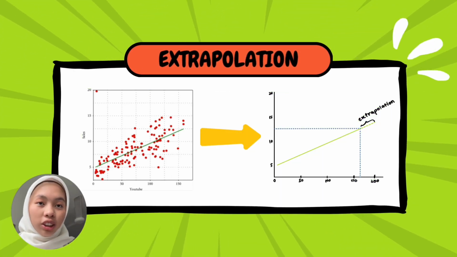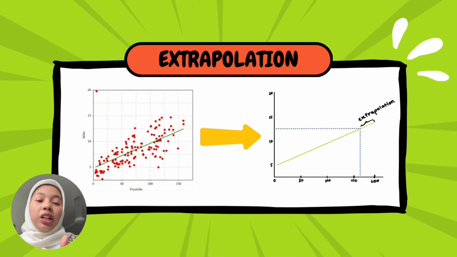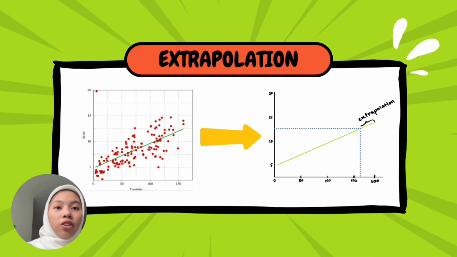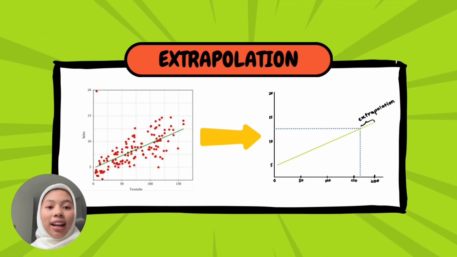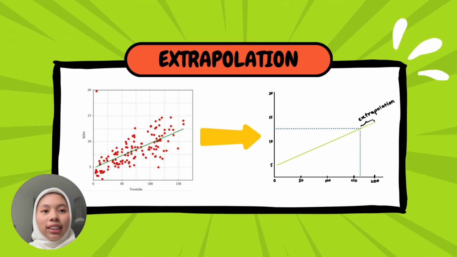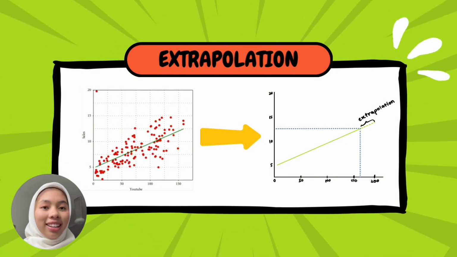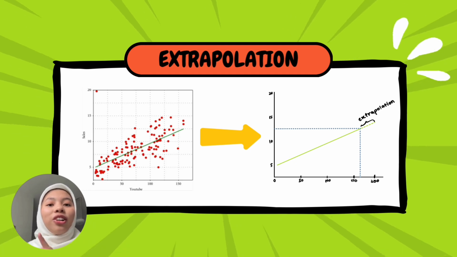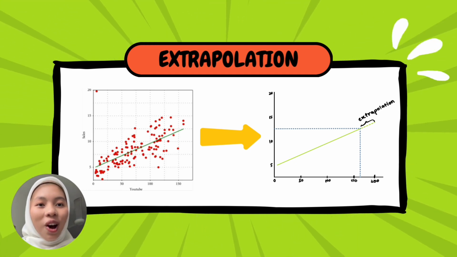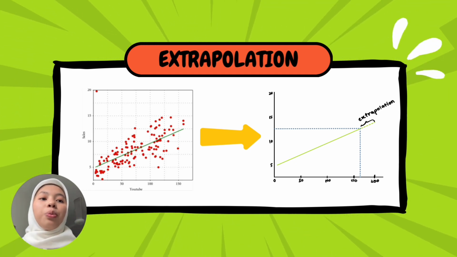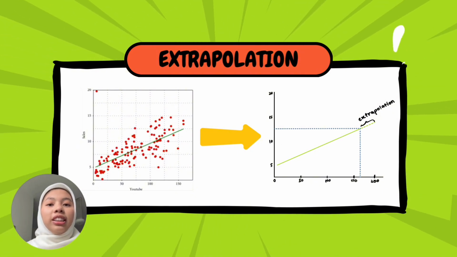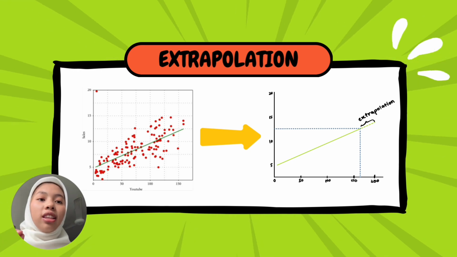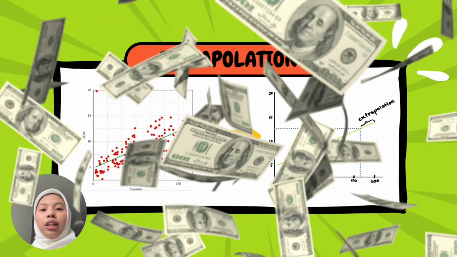Now, let's talk about extrapolation, a statistical technique used to predict values beyond the given data. On the left, we see a scatter plot with a red dot representing a data point. The black line is the line of best fit, which helps us to see the trend in the data. The line is drawn based on the relationship between the two variables. Now, let's look at the graph on the right. Here, we are using the trend from the first graph to predict a value beyond the observed data range. The dotted line shows an estimated point, and the yellow arrow highlights this prediction, which we call extrapolation.